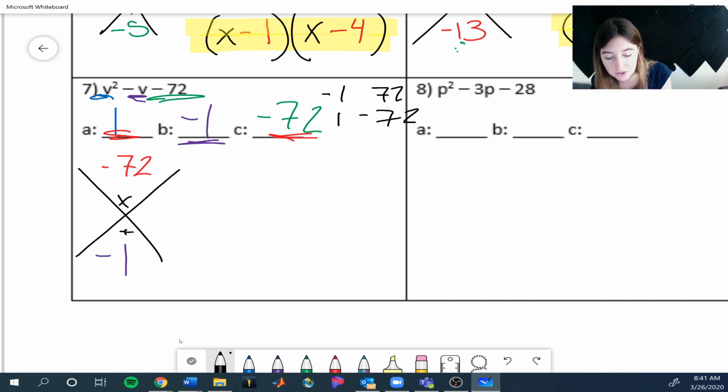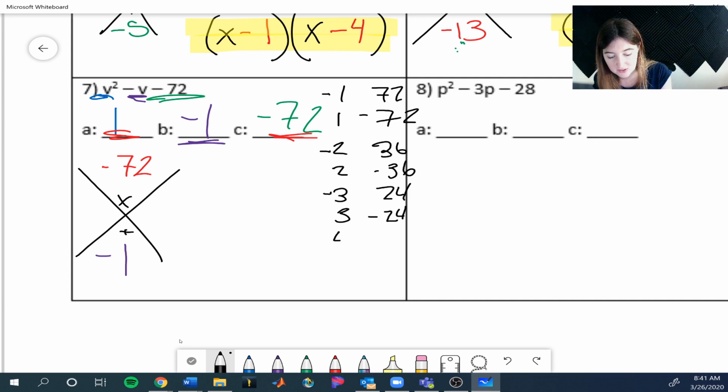Another option could be 2 times 36. That gives me a positive, so I need to get a negative 72. So maybe negative 2 times 36, and 2 times negative 36. All right, 3 does go into 72. How many times? 24. So I have negative 3 times 24 and 3 times negative 24.